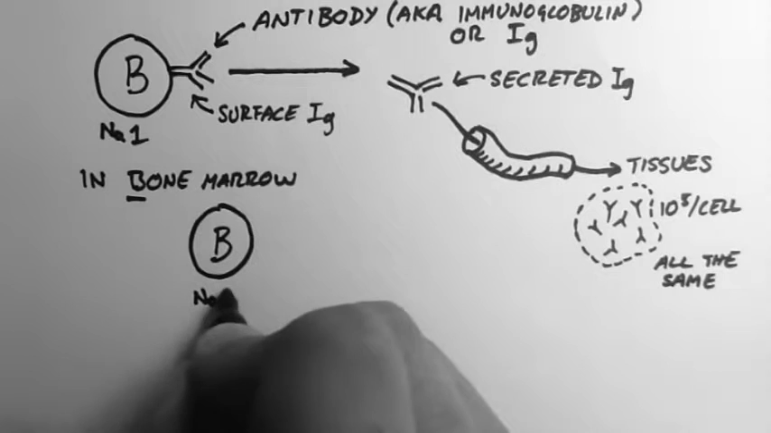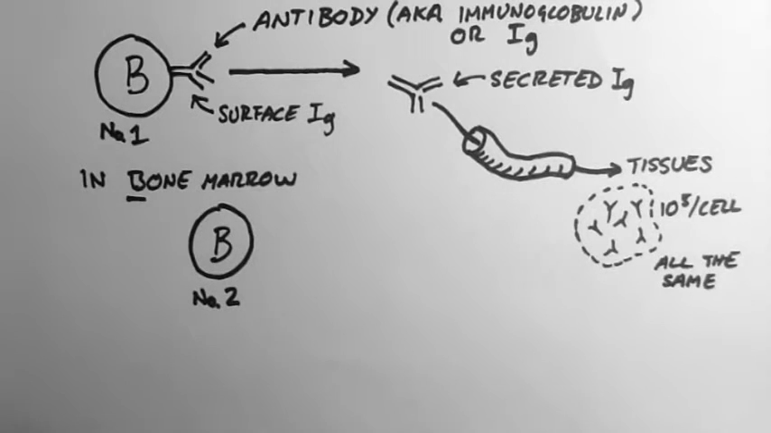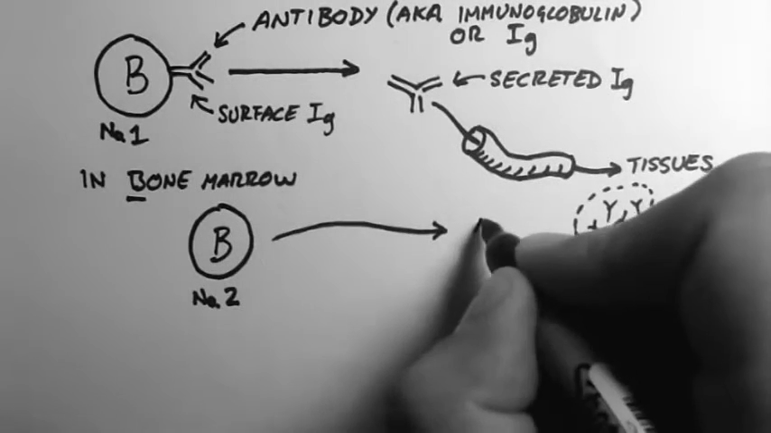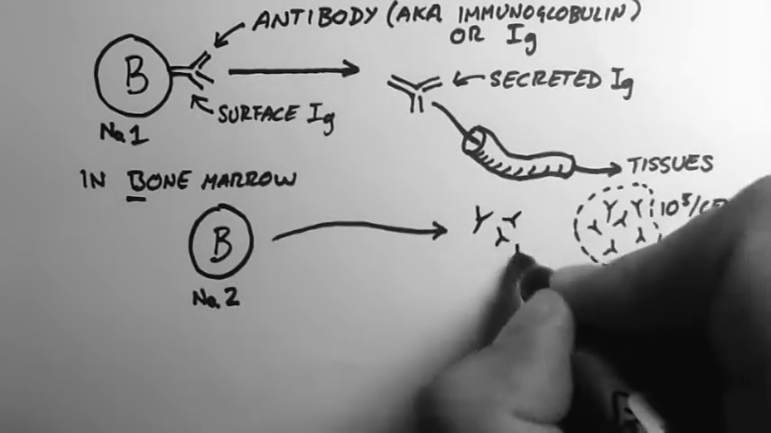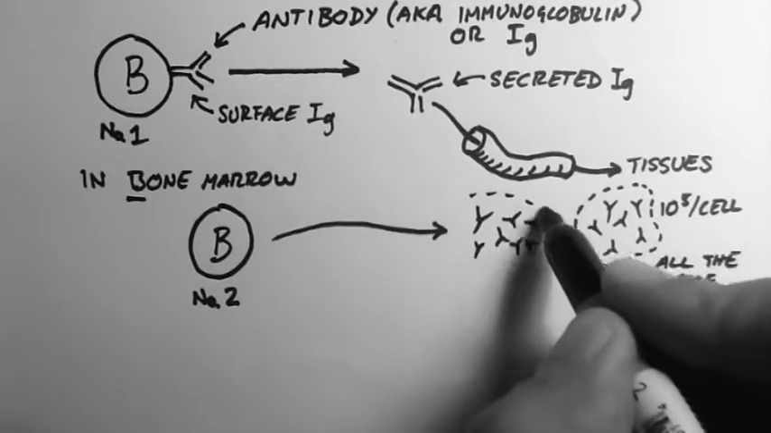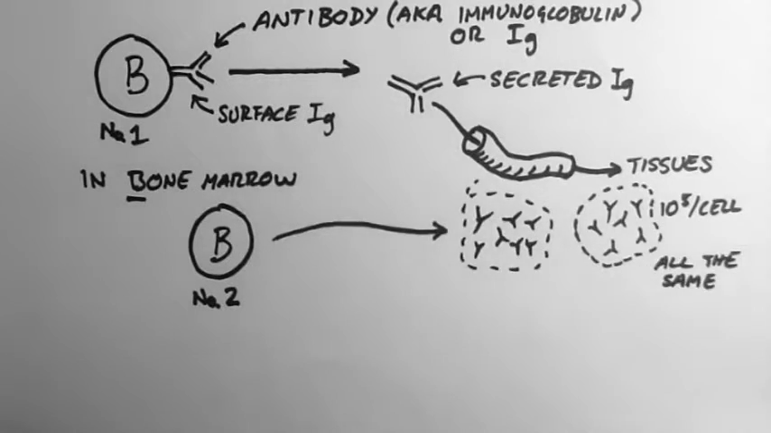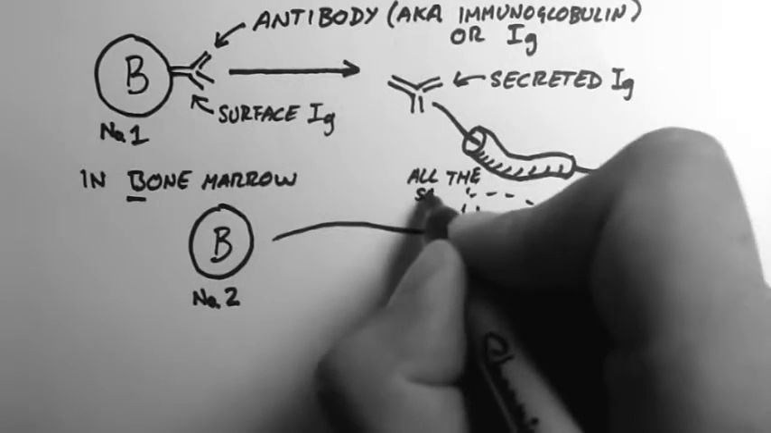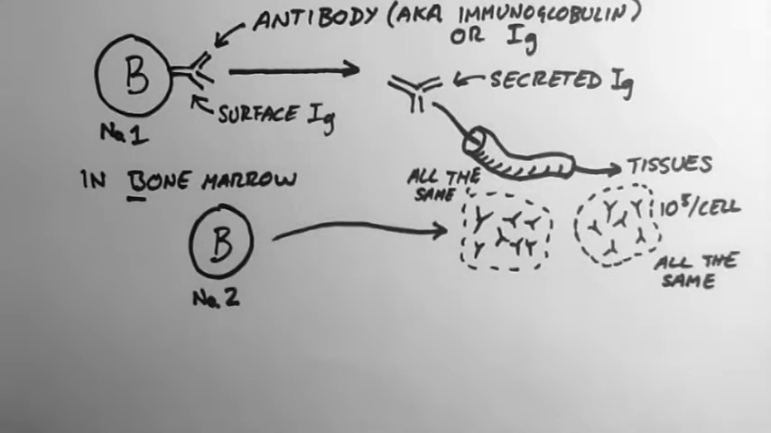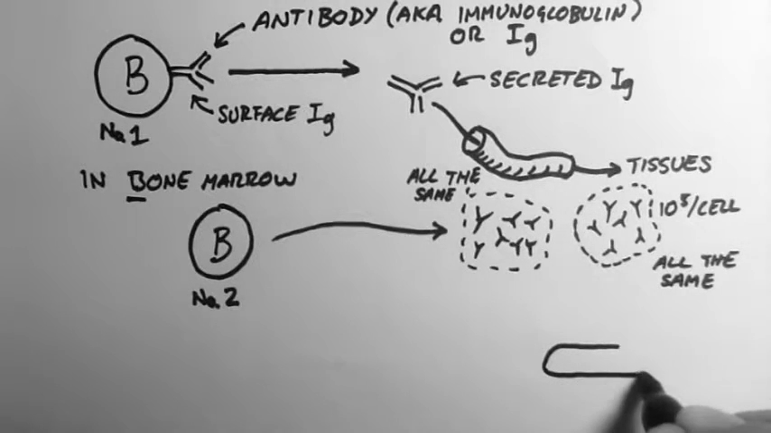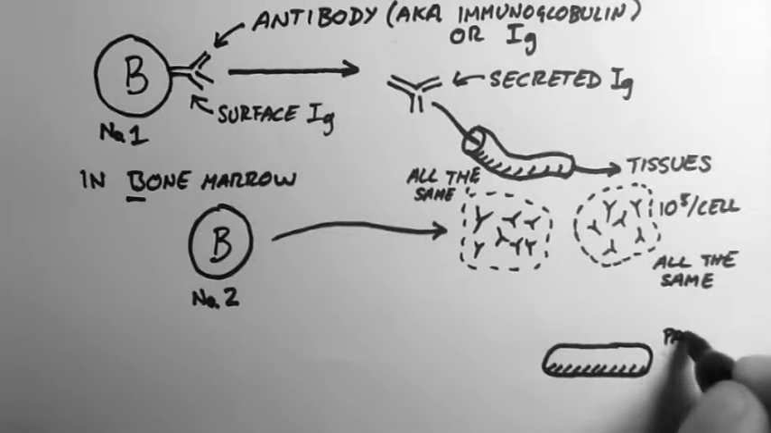Now if we have a second B cell, here's B cell number 2, it will also produce antibodies. And these are all of the same type as well. But they're different from those of the other B cell. Now this is important because you need antibodies that are specific for different pathogens.